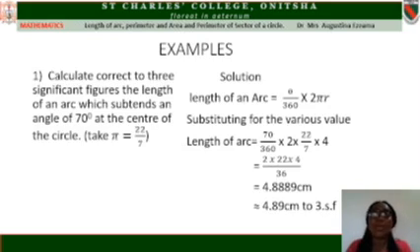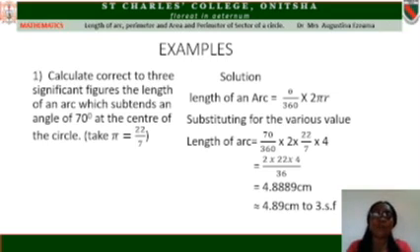We are now going to the examples on the formulae I have talked about. Example 1. Calculate, correct to 3 significant figures, the length of an arc which subtends an angle of 70 degrees at the center of the circle. Take pi as 22 over 7.